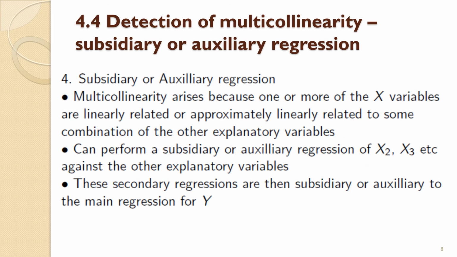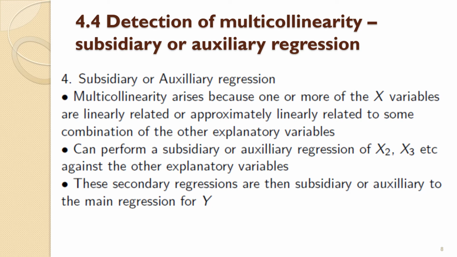The suggestion for detecting multicollinearity alongside that is these issues of subsidiary or auxiliary regressions that you could run in addition to the main regression. So the basic idea is that multicollinearity arises because one or more of the x variables are linearly related or approximately linearly related to some combination of the other explanatory variables. So the idea would be you can perform a subsidiary or auxiliary regression of, say, x2, x3, etc. against all the other explanatory variables.